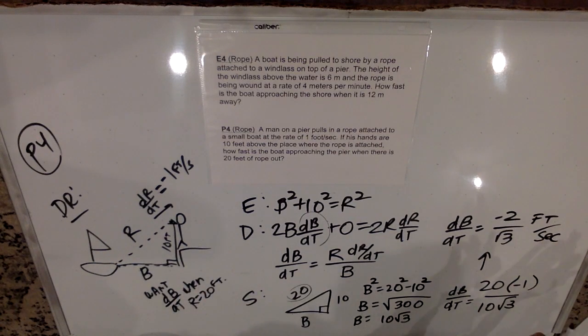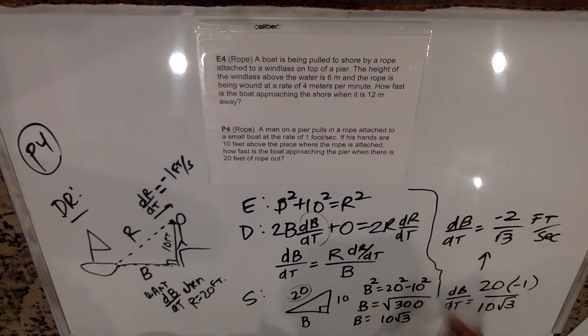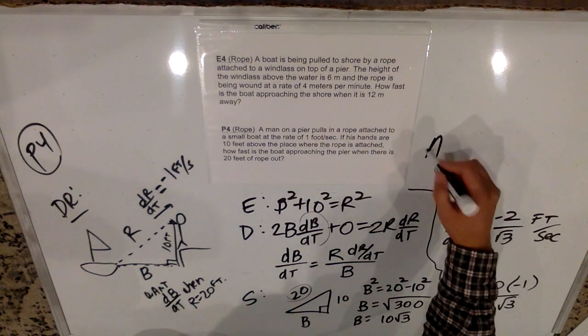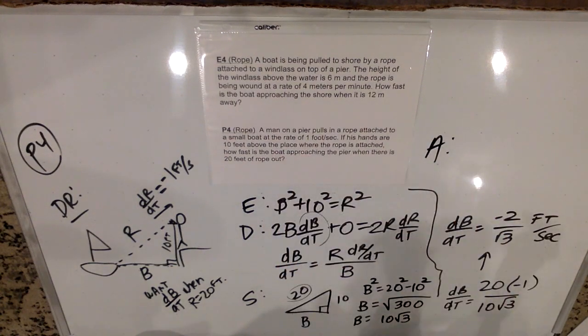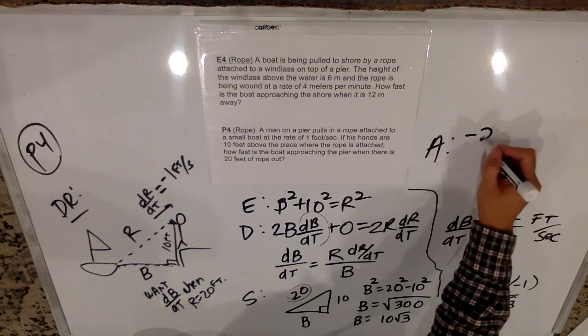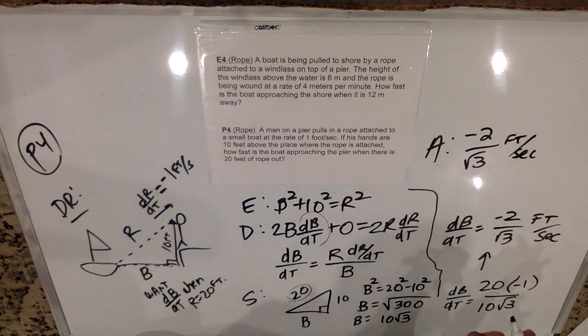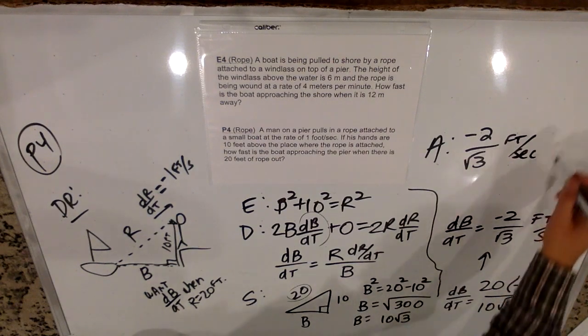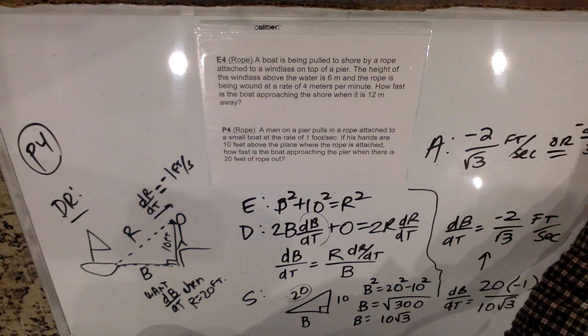Some of you are going to want to rationalize that because you've spent the entirety of your math careers, or at least since pre-calc, being forced to rationalize things. That's not wrong, you can, but I will say that in calc, you don't necessarily have to rationalize it. So when I answer the question, because it says how fast is the boat approaching the pier, that's asking for a speed. So my answer is negative 2 over root 3 feet per second. Or if you stubbornly felt the need to rationalize by multiplying by root 3 over root 3, you could write this as negative 2 root 3 over 3 feet per second.